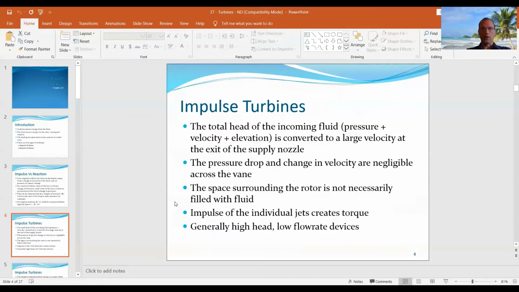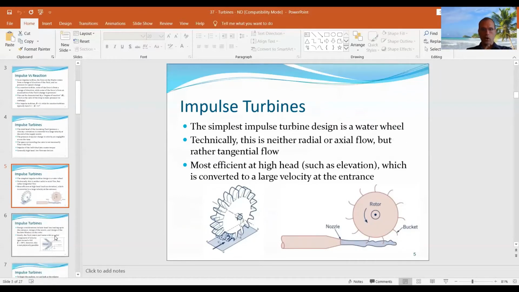So these are generally high head, low flow rate devices, so not much fluid moving through them, but coming from a significant head. A lot of what happens from that is like a water wheel. So the head is like an elevation. And so water wheels are generally found on rivers or down waterfall type things. And so you have this really large difference in elevations causing that rotation.